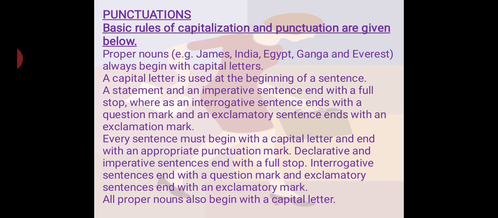A sentence that is a statement or an imperative sentence ends with a full stop, whereas an interrogative sentence ends with a question mark. And lastly, any exclamatory sentence ends with an exclamation mark. Every sentence must begin with a capital letter and end with an appropriate punctuation mark. So, the next point to be remembered is that every sentence must begin with a capital letter and end with an appropriate punctuation mark.